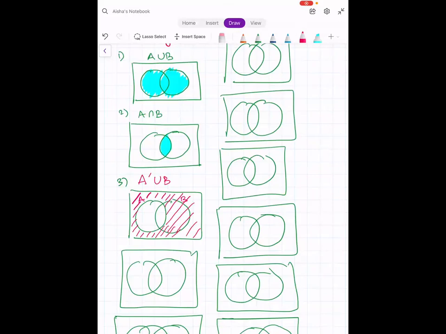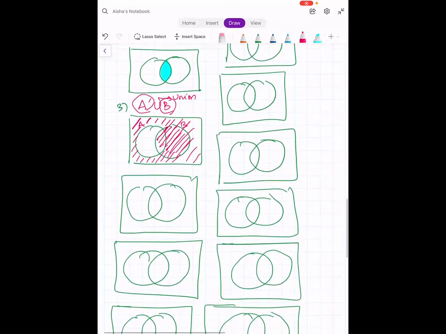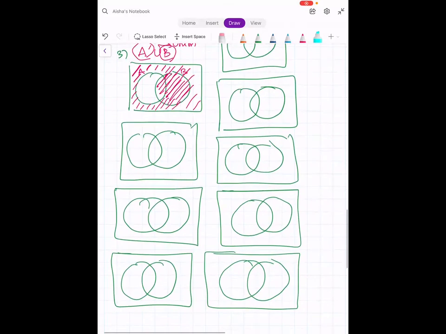Union means together with B, that means also shade B. Now, a lot of students question why we are shading part of A when A is not included. That's because it says union. Union means this shading together with this shading. If a conflict comes, you have to neglect it. So this is going to be your final shading, the pink region.